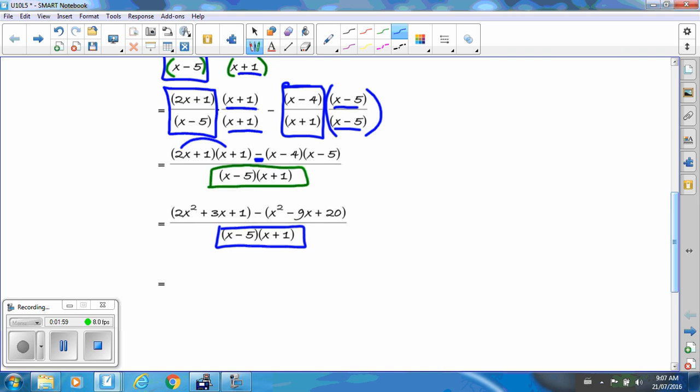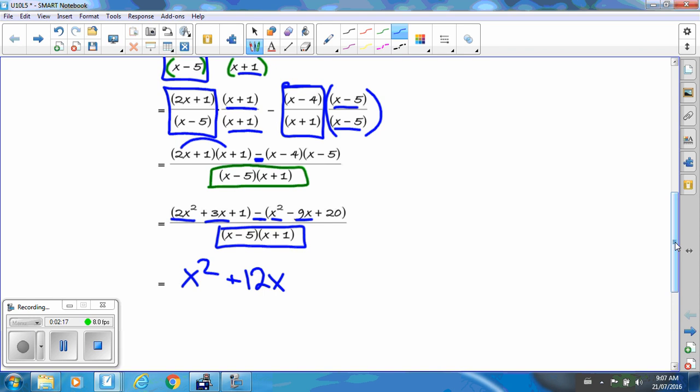But now that I've got this, again, I'm going to take 2x squared and I'm going to subtract 1x squared. So that's going to give me x squared. Here I have 3x minus negative 9x. Well, negative 9x is going to become positive 9x, so 3x plus 9x is going to be 12x.